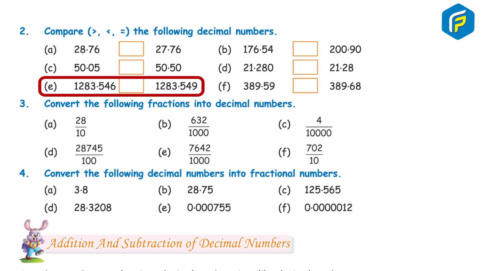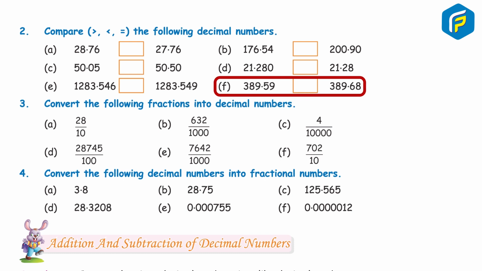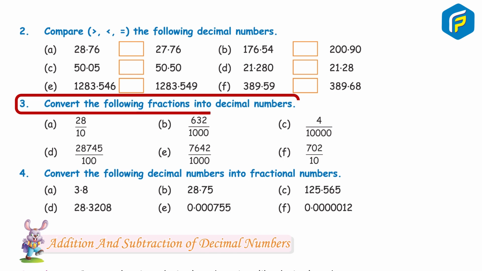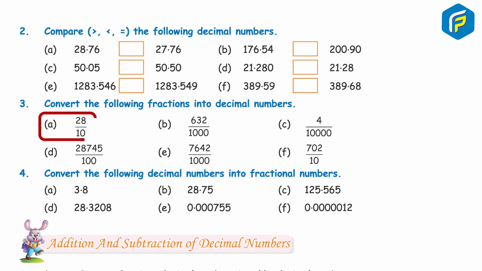E. 1283.546, 1283.549. F. 389.59, 389.68. Question 3. Convert the following fraction into decimal numbers. A. 28 upon 10, 2.8. B. 632 upon 1000, 0.632.